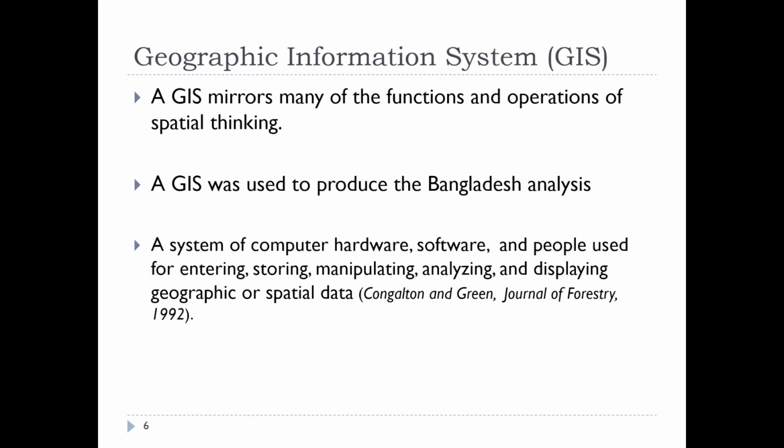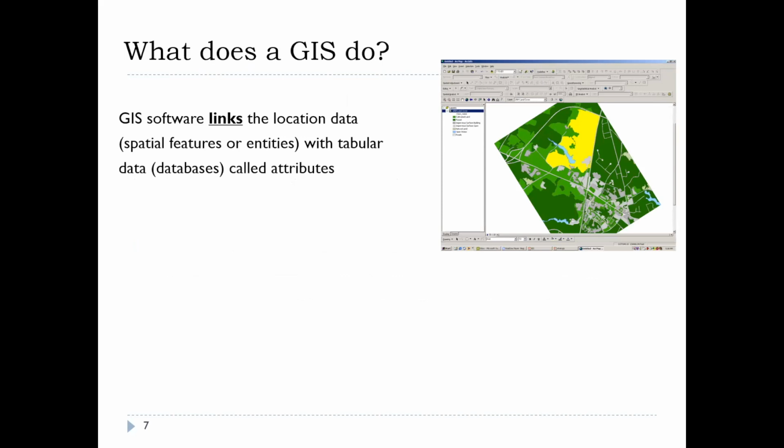And so what the heck am I talking about? What's a GIS? Well, GIS is a system of computer hardware, software, and people used for entering, storing, manipulating, analyzing, and displaying geographic or spatial data. Okay? If it wasn't spatial data, it would just be an information system, and there's lots of management information systems and business information systems. But when you add that spatial component, that spatial thinking, then it becomes a geographic information system. Okay? And so what does it do?